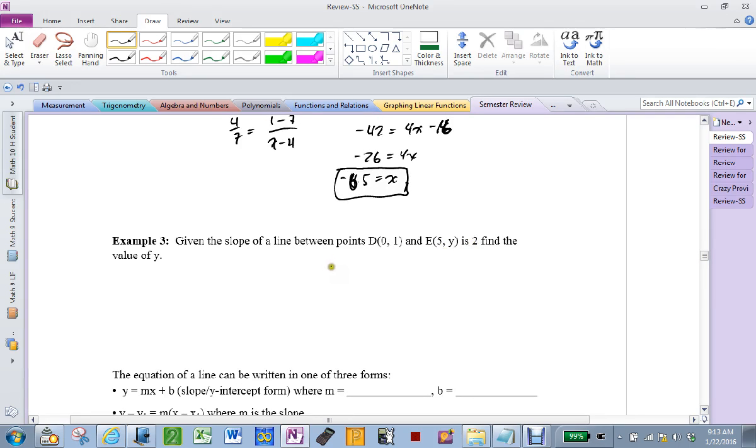The slope is 2. What is 2 really? 2 over 1. I'm going to reverse this time and make these guys y2. So it is 1 minus y over 0 minus 5, which is negative 10 equals 1 minus y. Minus 1, negative 11 equals negative y, so y equals 11. Okay?